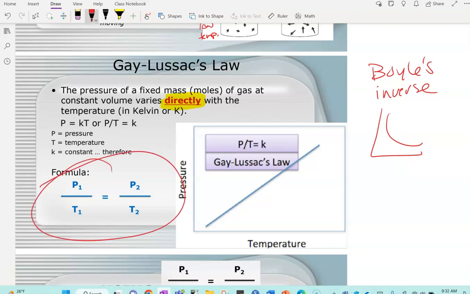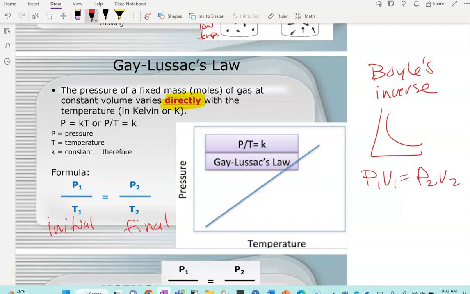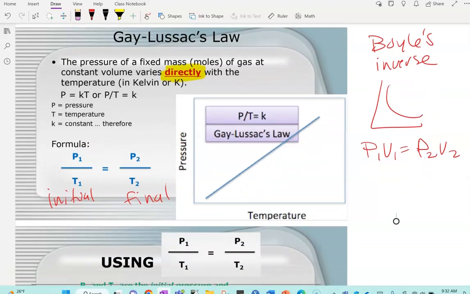So this is the formula now that we are using for Gay-Lussac's law. P1 and T1 will represent your initial pressure and temperature, while P2 and T2 will represent the final. So again, we have conditions at a starting point, we make a change, and then what are those conditions after that change? Remember, Boyle's law, because it was an inverse relationship, this is how we represented that equation. But now we're working with a direct relationship, so this is how we're going to represent that equation.